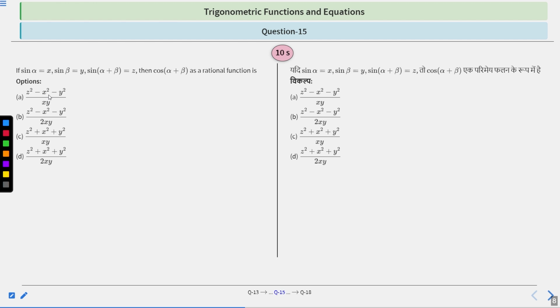Now we can try to break sin(alpha plus beta) as a function of z, right? And replace sin alpha with x and sin beta with y. And after further replacement and simplification, you will easily get the value of cos(alpha plus beta), right? So in this way, you can try to approach this question. You have 10 seconds to solve or think about this question. After 10 seconds, we will discuss the solution.